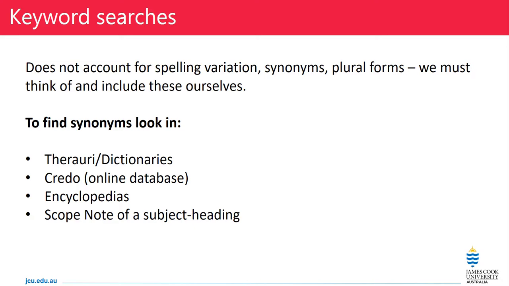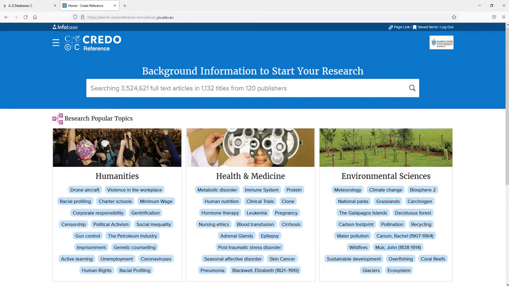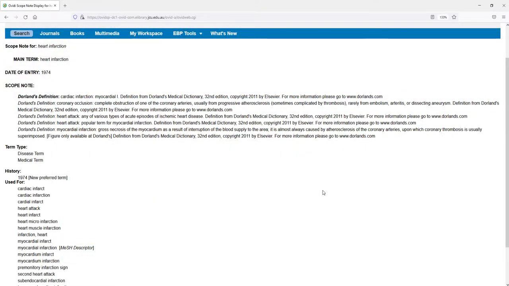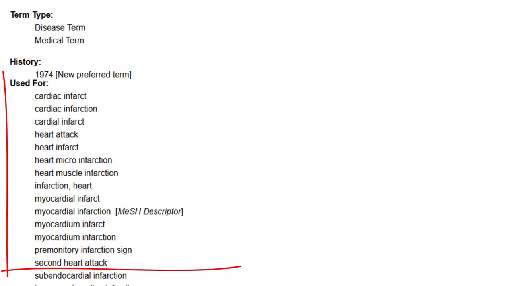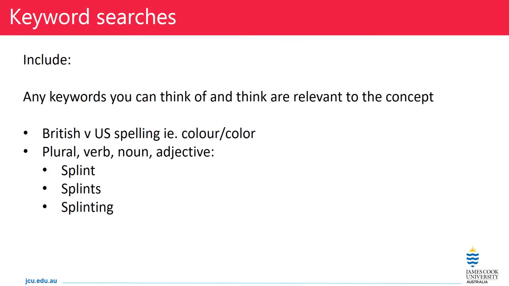To find synonyms, look in places like thesauri, dictionaries, or online databases like Credo, encyclopedias, or in the Used For section of the scope note in an Emcare subject heading. You should include any synonyms that you can think of yourself, as well as different spellings of the same word. For example, British spelling versus US spelling. Be aware that synonyms can also be the plural, the verb, the noun, and the adjective version of your word. For example, splint, splints, and splinting.